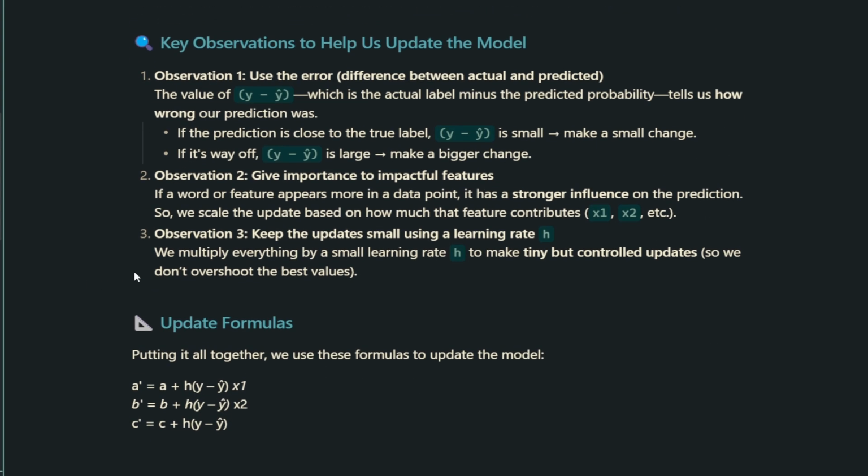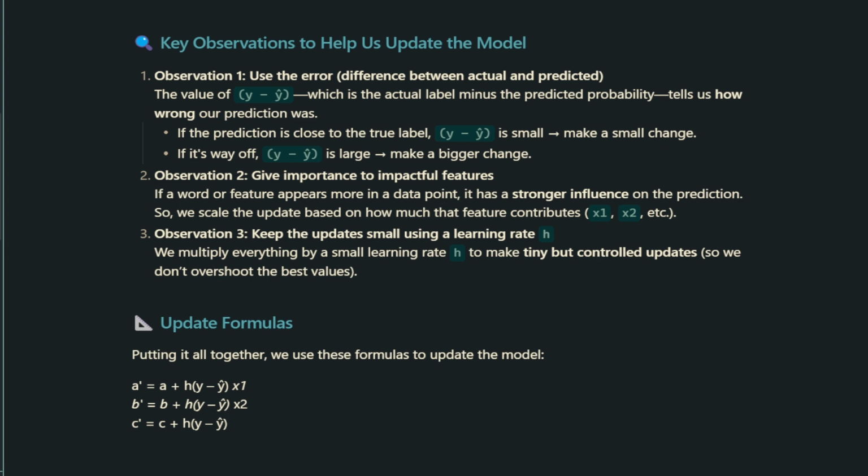Observation 1. Use the error. We look at y minus y hat, which is the actual label minus the predicted probability. If the prediction is close to the true label, y minus y hat is small, so we only make a small adjustment. If the prediction is way off, y minus y hat is large, so we make a bigger correction. This makes sense, right? The worse the mistake, the stronger the fix.